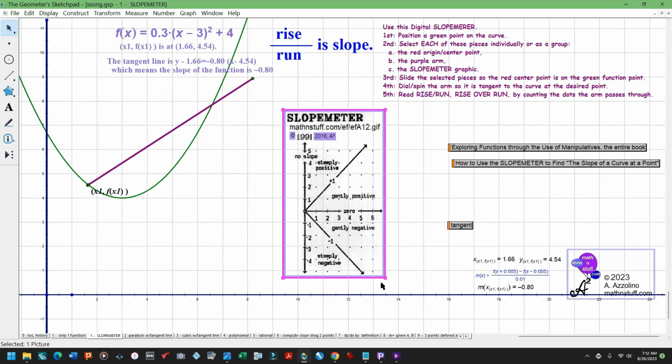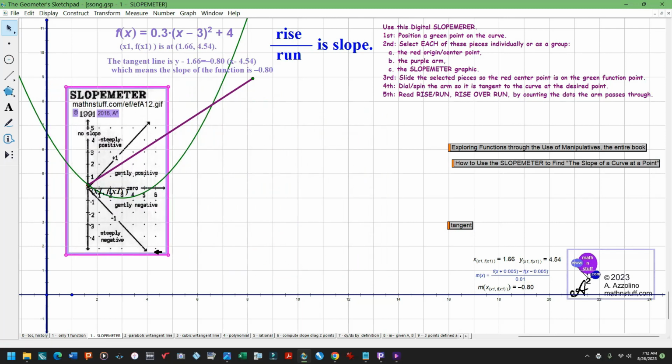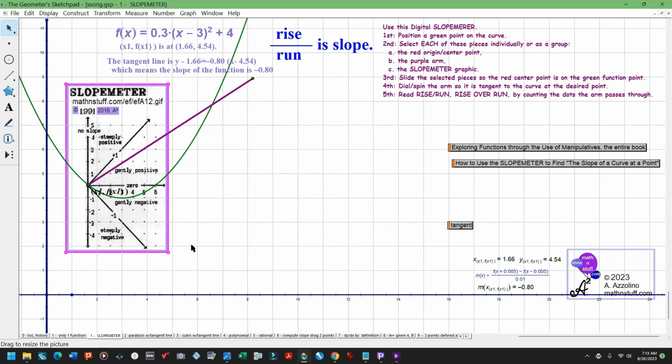Let's move the background. And if we try and make the arm tangent to the green curve, that's about what our slope is. Judging by the numbers, maybe this is probably a -1.5. So drop 1.5, run 1. It's a slope of about -1.5. If I'm reading it right.